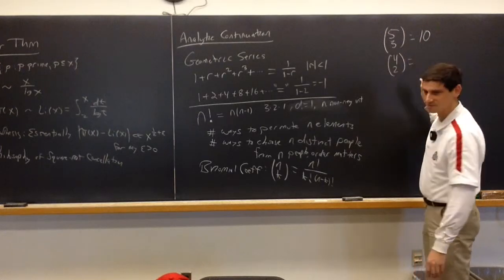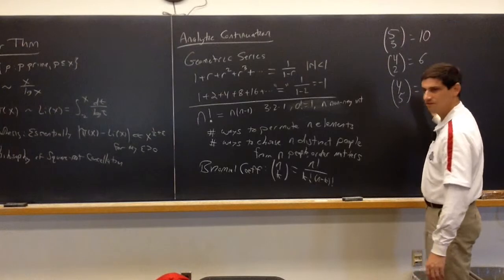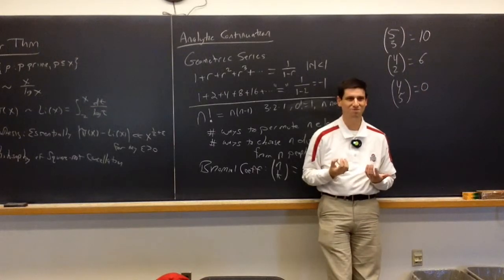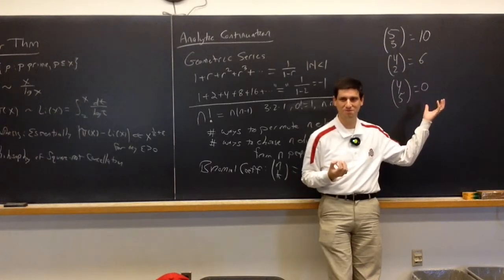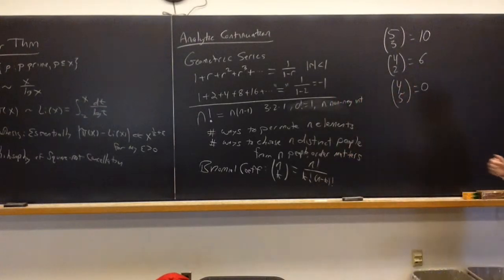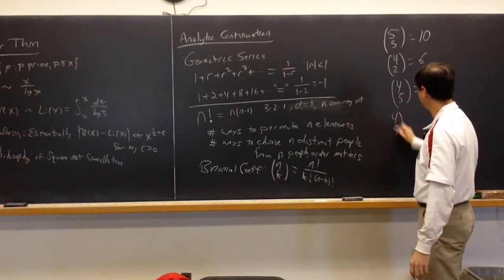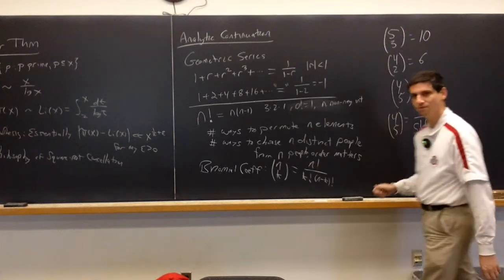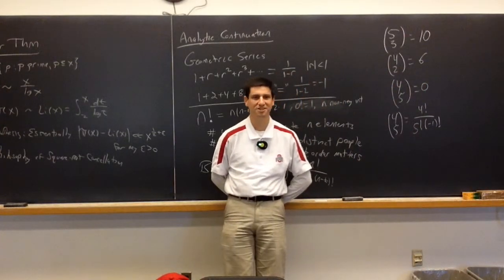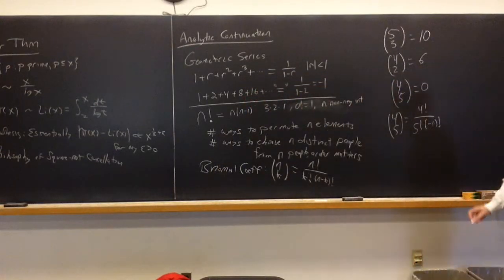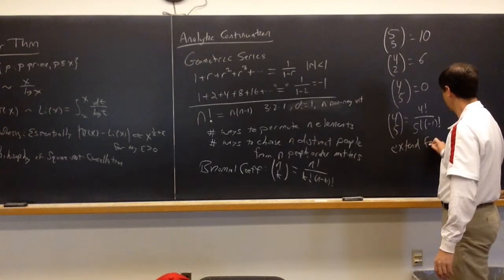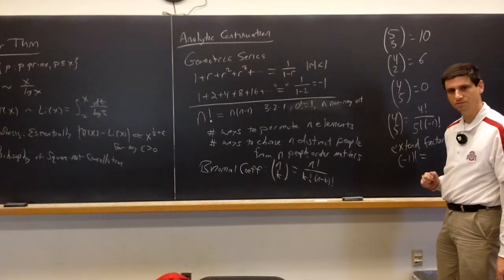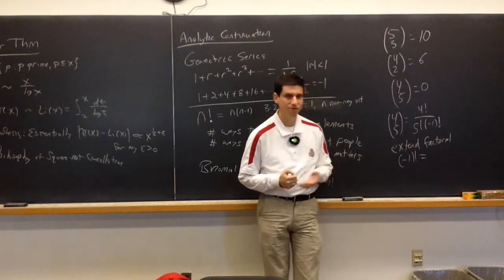4 choose 2. 6. 4 choose 5. 0. Right? How many ways are there to choose 5 people from 4? Do we all agree that this should be 0? Well, let's actually go back to the definition. So 4 choose 5 would be 4 factorial over 5 factorial, negative 1 factorial. This suggests something. What does this suggest? Yeah, maybe extend factorial. And what should negative 1 factorial be? What does this suggest negative 1 factorial should be?